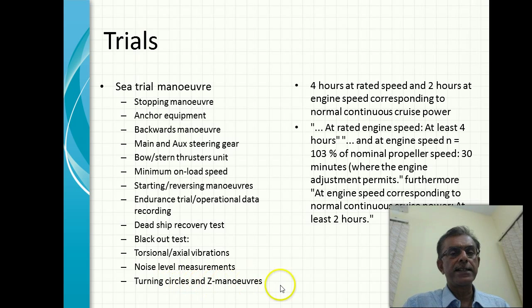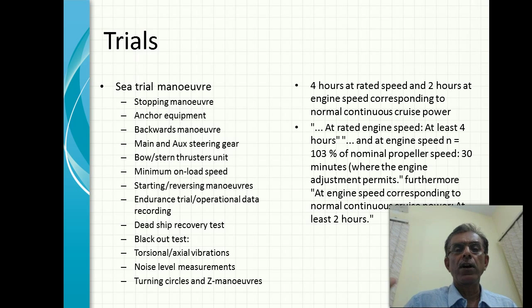But turning circles and Z maneuvers are part of course-keeping and course-changing abilities. When it comes to the endurance test, normally 4 hours at rated speed is an endurance test, and 2 hours at engine speed corresponding to the cruise power. You run the engine at the cruise power for 2 hours and all parameters are tested, and you measure the speed achieved against the power requirements. You also run the propeller at a higher than nominal speed, 103%, and then see what the effect of that is.